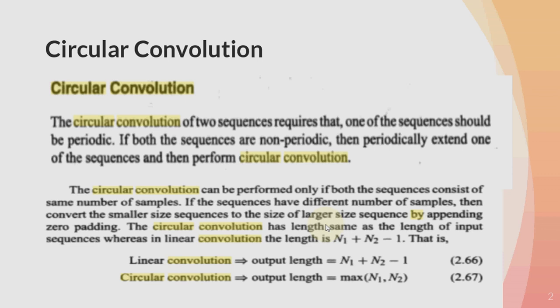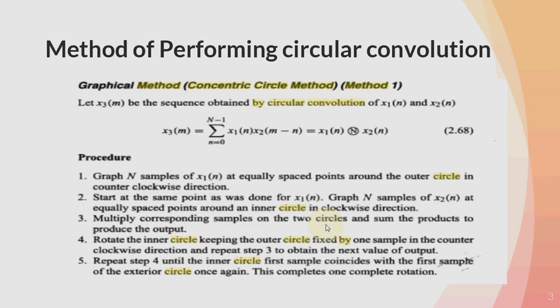That means suppose two signals have 5 and 4 samples. The first signal has 5 samples and the second signal has 4 samples. Then by performing the linear convolution you will get 5 plus 4 minus 1, that is 9 minus 1, so 8 samples. But for the circular convolution the output length will be the maximum of n1 comma n2, that is the maximum of 5 comma 4. So we will get 5 samples after performing the circular convolution.